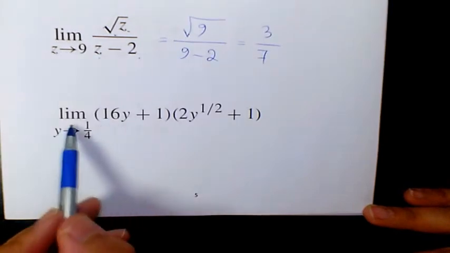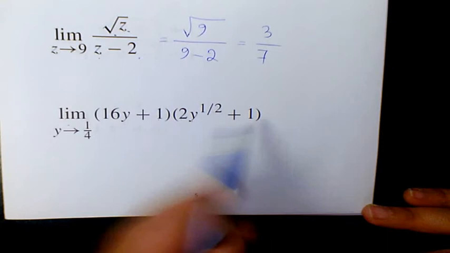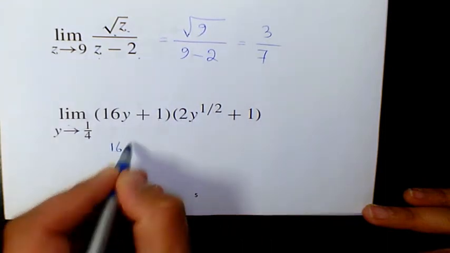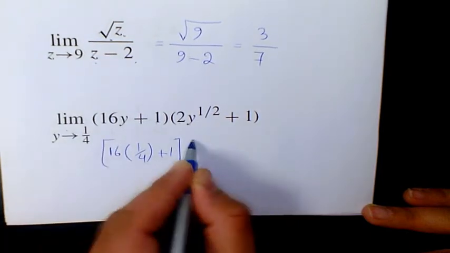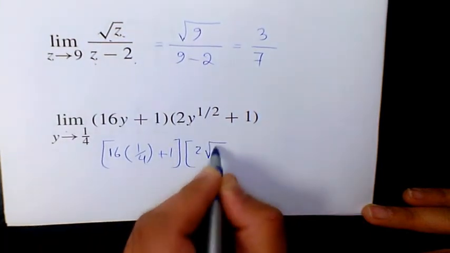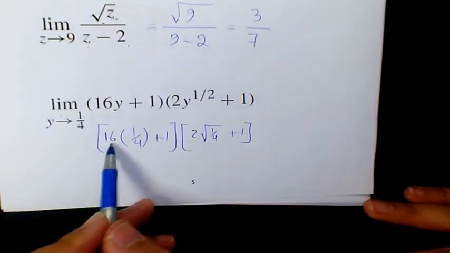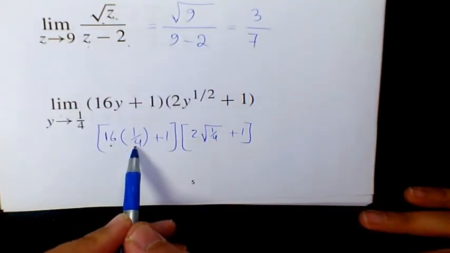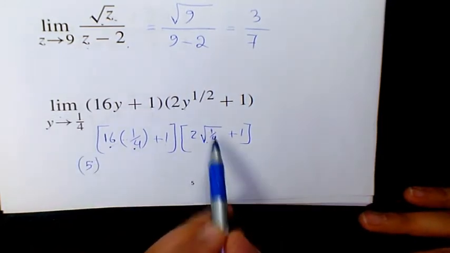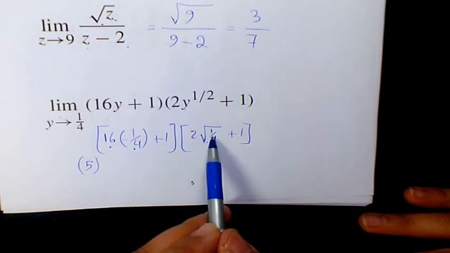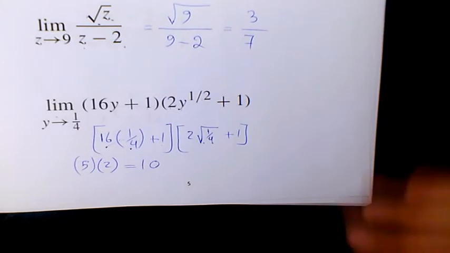Next one. Limit of 16y plus 1 times 2y to the power of 1 over 2 plus 1. That's going to be 16 times 1 over 4 plus 1 times 2 square root of 1 over 4 plus 1. 16 over 4 is 4 plus 1 is 5. Square root of 1 over 4 is going to be half. 2 times half, 1. 1 plus 1, 2. So 5 times 2 is going to be 10.